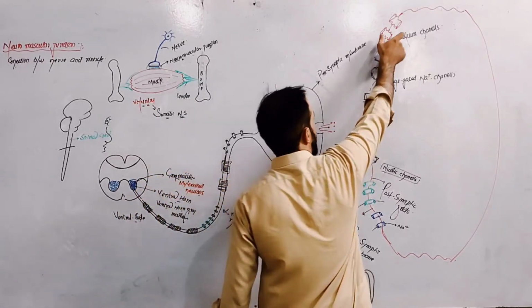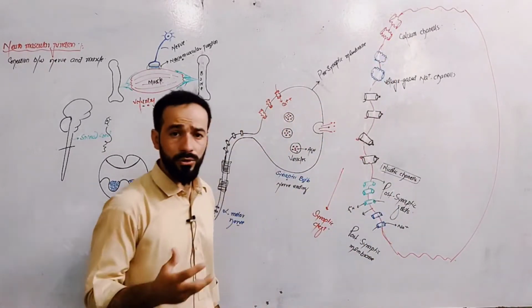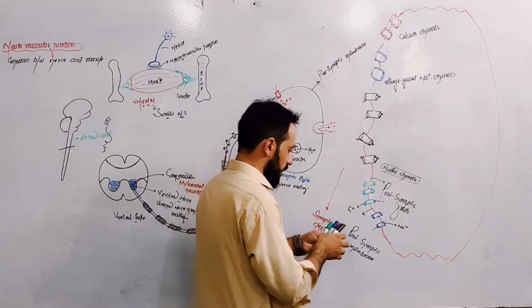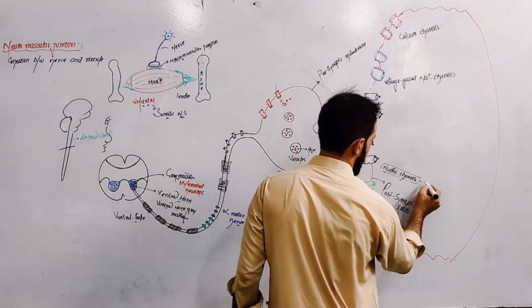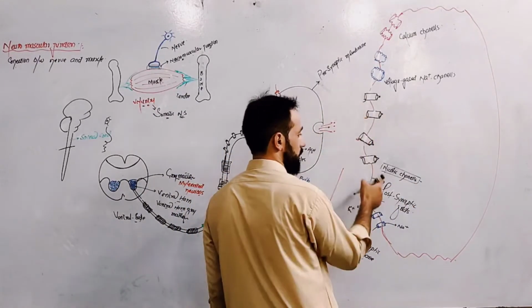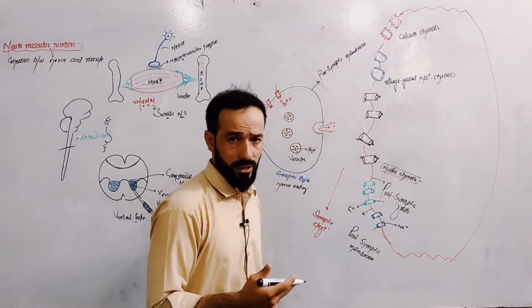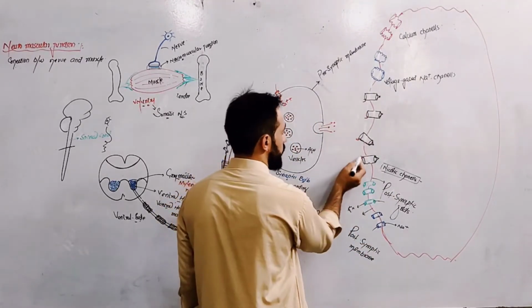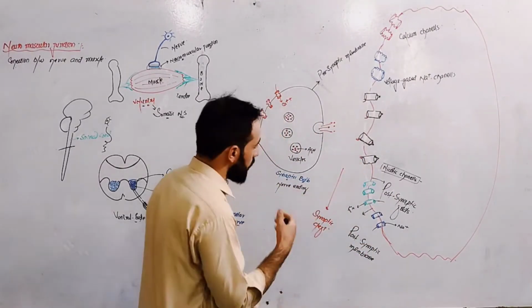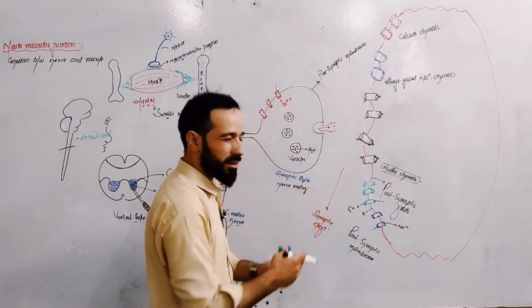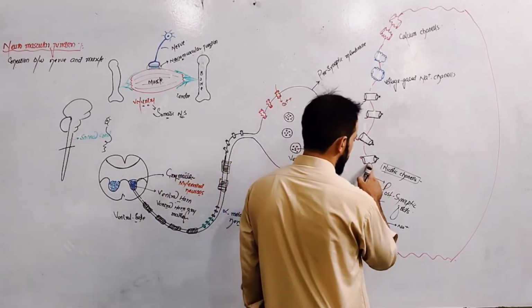Now on the membrane of the muscle there are certain ionic channels. These are ligand gated ionic channels, special channels which are called nicotinic channels, which will bind to acetylcholine, which will cause what we will see in a while. So these are nicotinic channels.